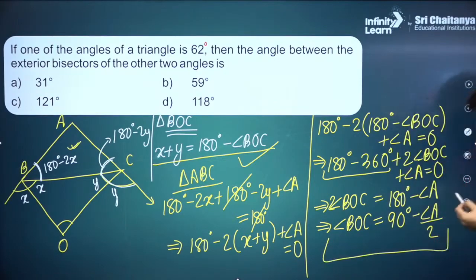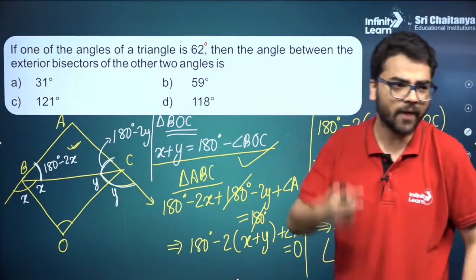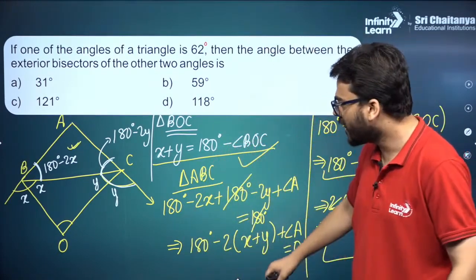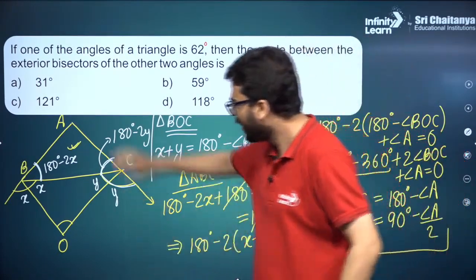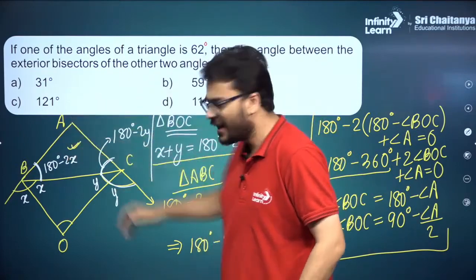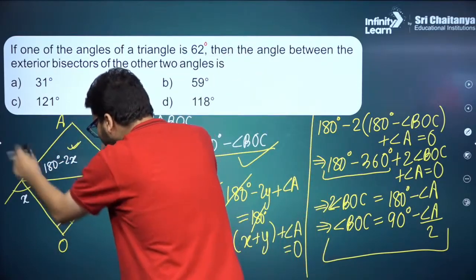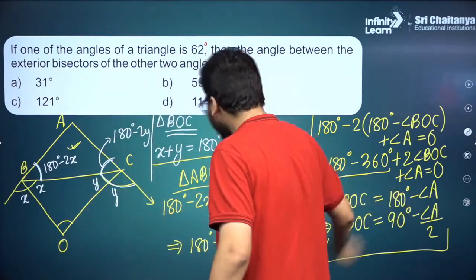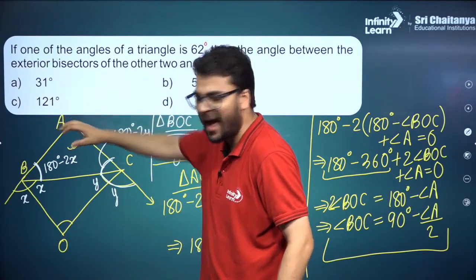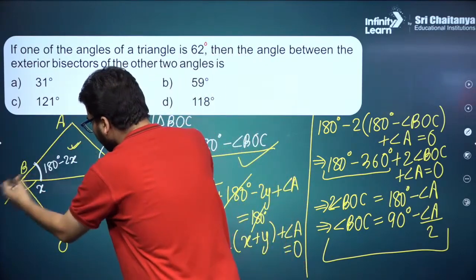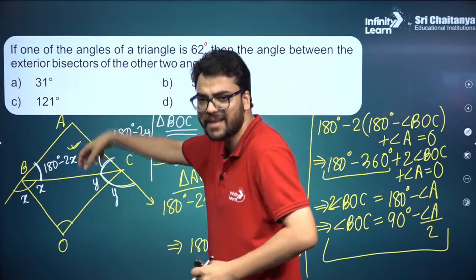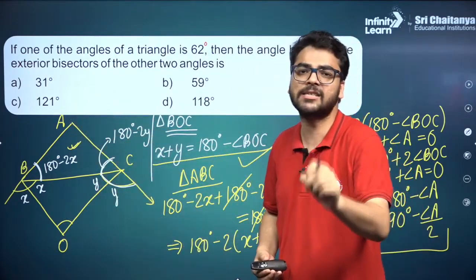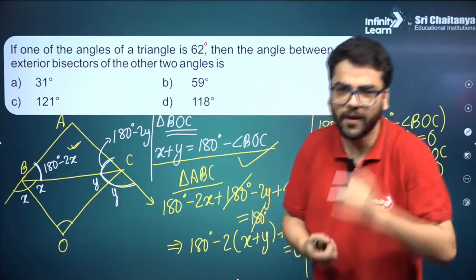So you see over here the result, they are similar. Okay, I hope it is clear. Therefore, if you have got a triangle in which one angle is given, then the angle between the external bisectors of the other two angles will be 90 minus half of the given angle. And if the internal angle bisectors are being asked, it will be 90 plus half of the angle given. I hope it is clear. This result must be on your tips, the proof as well as the result.